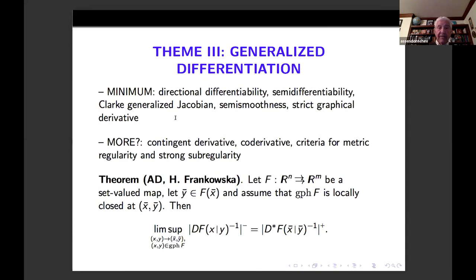So of course I talk about subgradients. I started with subgradients, directional differentiability, and then move into concepts of generalized differentiation that I'll need later, like semi-differentiability, which I need in order to show that for nonlinear programming problems, the solution mapping under certain conditions is semi-differentiable, or B-differentiable. Then I had to introduce the Clarke generalized Jacobian in order to consider the semi-smooth Newton method. And then I introduced the strict graphical derivative in order to give a characterization of strong metric regularity.